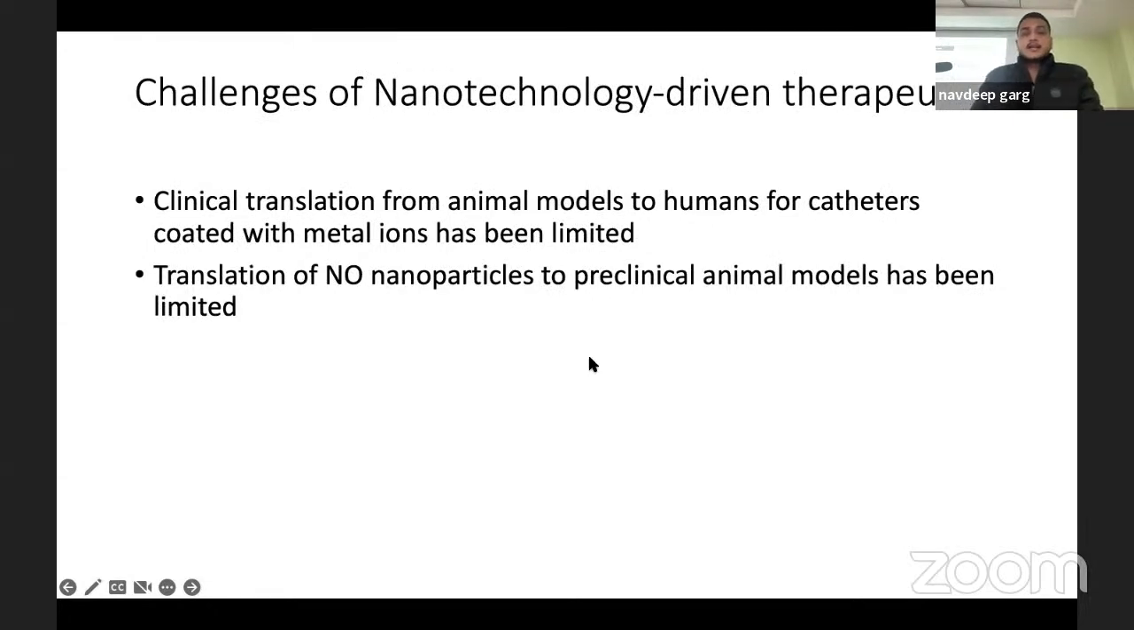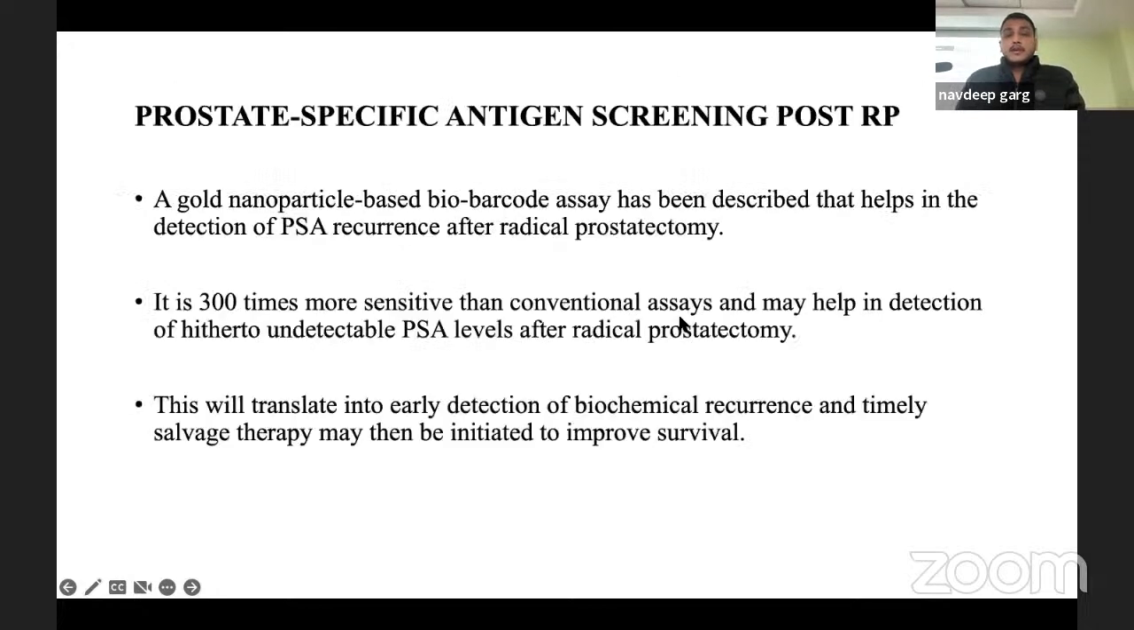The challenges are that the clinical translation from the animal models to the humans has been limited, and the translation of nanoparticles to the preclinical animal models has also been limited here. Now the role in a specific area like prostate specific antigen screening post radical prostatectomy: a gold nanoparticle based barcode assay has been described in the literature, which helps in the detection of PSA recurrence after the radical prostatectomy.